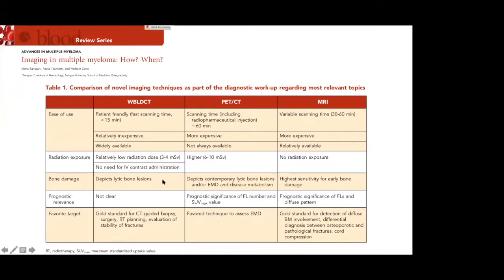So if you want to look at, for instance, asymptomatic myeloma, or if you want to assess disease, you can see that with MRI you're going to pick up a lot more disease because it has a much higher sensitivity for early bone damage. CT doesn't really have a role in prognosis. According to the hematologists, its use would be for standard CT-guided biopsy or for evaluation of fractures, while MRI is really the standard for detection of diffuse bone marrow involvement, which again is a negative prognostic factor, and to differentiate between osteoporotic and pathological fractures and assess cord compression.